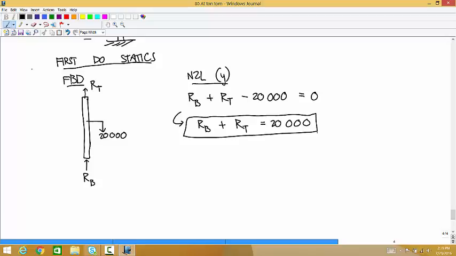And now you can see that this is statically indeterminate because we can't solve this system based on what we can get from the statics. We have two variables in one equation. And so it's statically indeterminate because it's two variables and one equation.